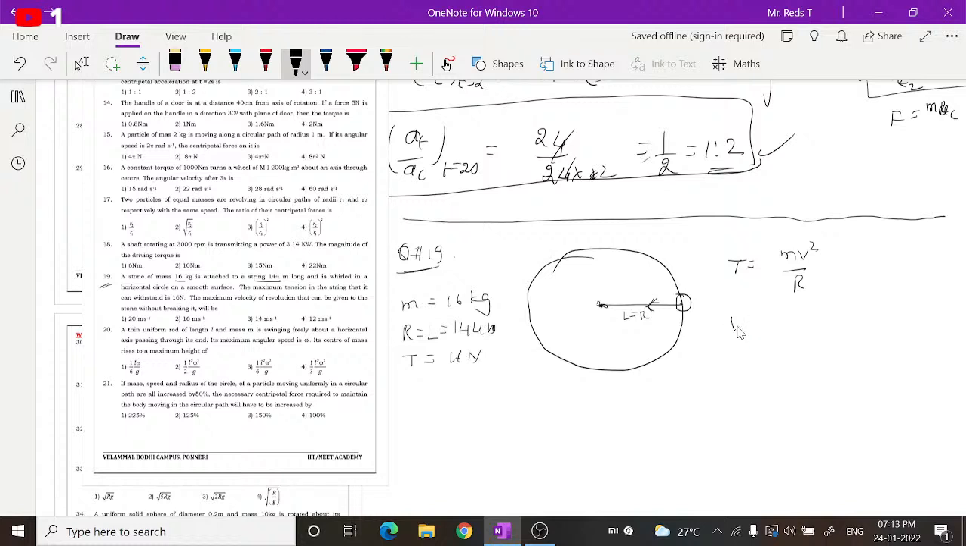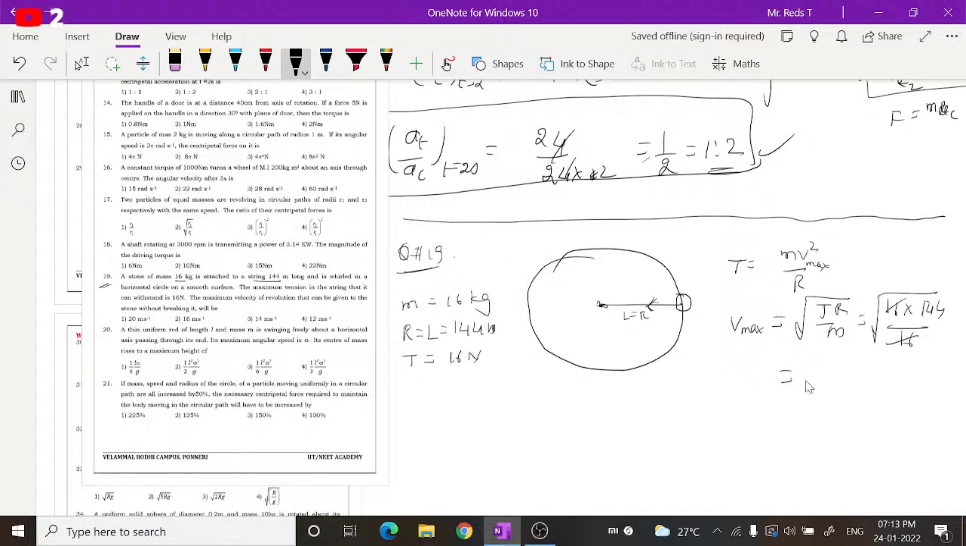So Vmax square is equal to TR by m, or Vmax is equal to the square root of TR by m. Directly you can take it. This is equal to the square root of T is 16, R is radius 144, divided by m is 16. Here 16 and 16 get cancelled, leaving the square root of 144. What is the square root of 144?